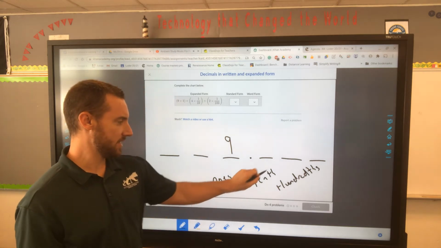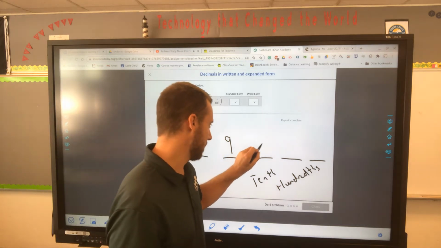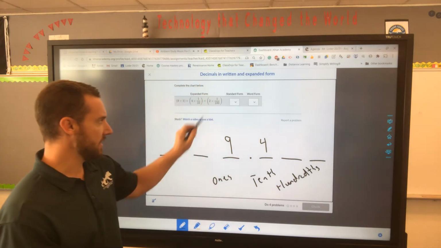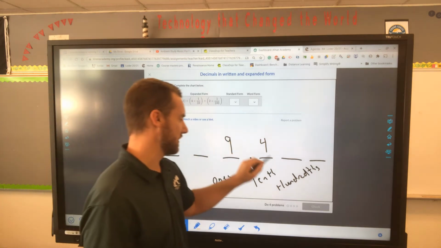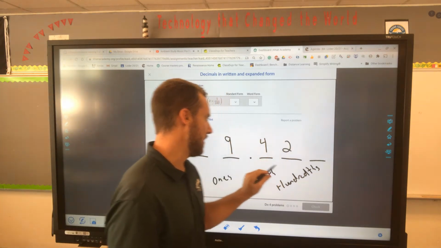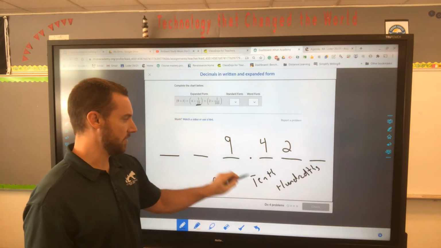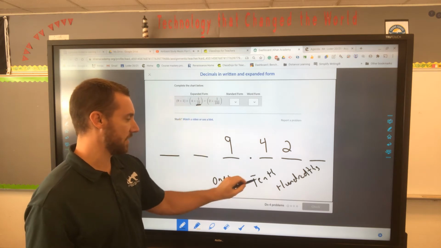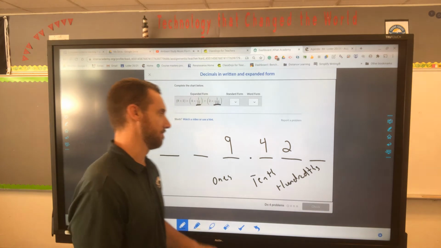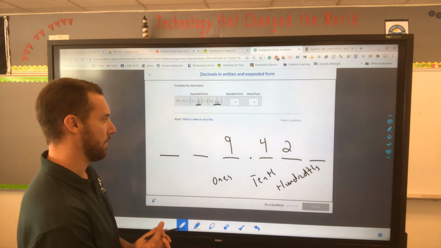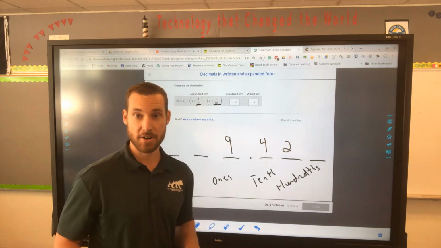Well, this is the tenths place. 4 times 1/10, that's 4/10. So we're going to put the 4 right there. And then 2 times 100th, well, that's going to go right here. So the really easy kind of trick about this, tenths go in the tenths place. So 1/10, it's going to go in the tenths place. 100th, that's going to go in the hundredths place. Super simple trick. Okay, so that is the number in standard form.